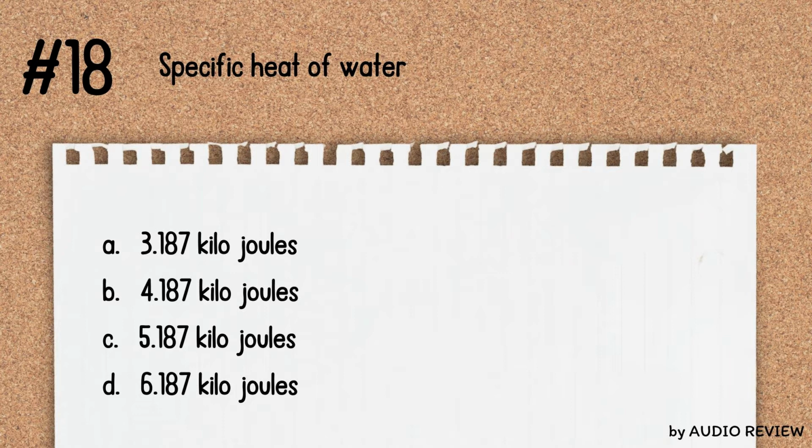Question number 18. Specific heat of water. A. 3.187 kilojoules. B. 4.187 kilojoules. C. 5.187 kilojoules. D. 6.187 kilojoules. The answer? It's B. 4.187 kilojoules. The specific heat of water is 4.187 kilojoules. Again. The specific heat of water is 4.187 kilojoules.